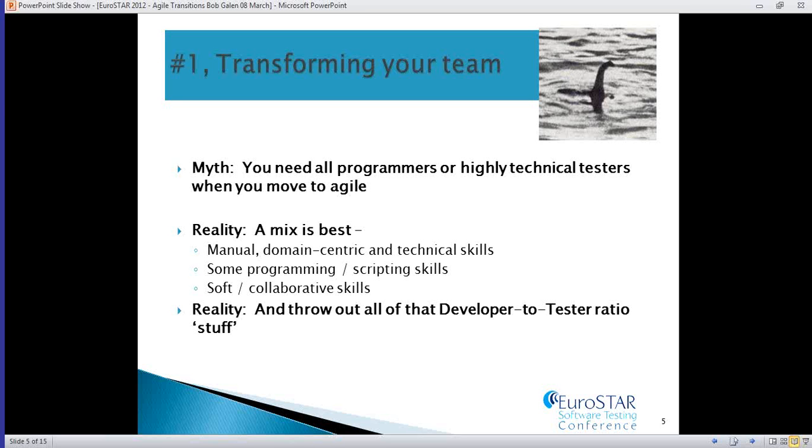And then another reality is, I think you want to throw out this notion of a developer to tester ratio. It's sort of a guideline. In my coaching, I always ask teams, what is your developer to tester ratio? It's not a ratio question. It's an are-you-investing-in-testers question. Do you view testing as a profession? Have you seeded your teams with professional testers? That's where I'm going with the question. There is no magical ratio.